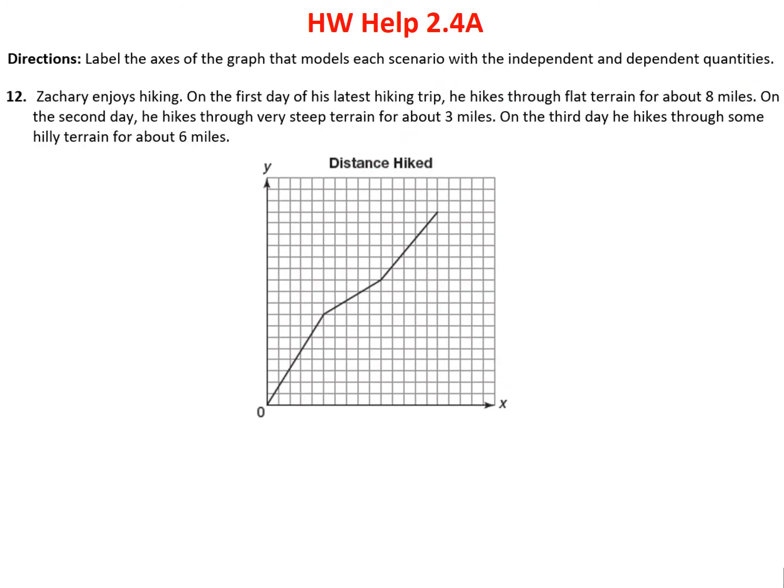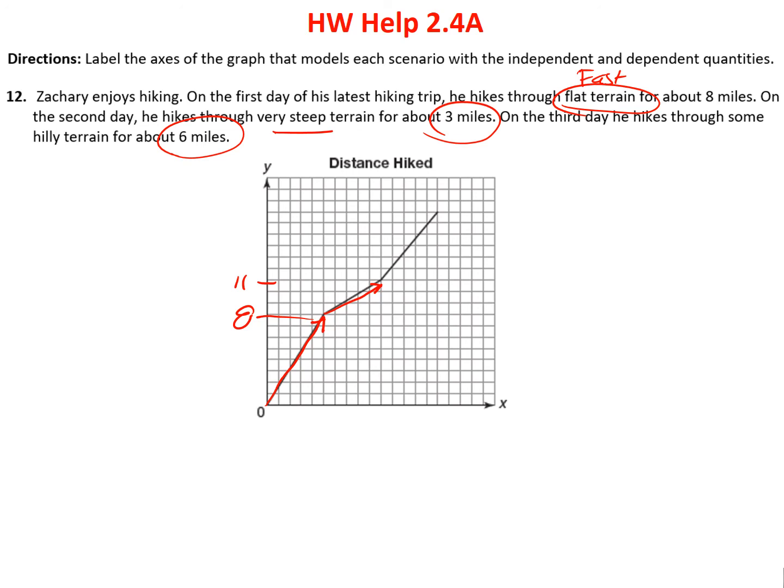Problem 12 says that Zachary enjoys hiking. On the first day of his latest hiking trip, he hikes through flat terrain for about 8 miles. On the second day, he hikes very steep terrain for 3 miles, and then he hikes through some hilly terrain for about 6 miles. The point of this is on the flat terrain, he can go fast. And so you notice here, it goes steeper because he's going faster. The next day on very steep terrain, he has to go slower, and he also doesn't gain as many miles. So notice on the first day, he makes it 8 miles, but the next day he only gets up to 11, meaning he made it up 3 miles.